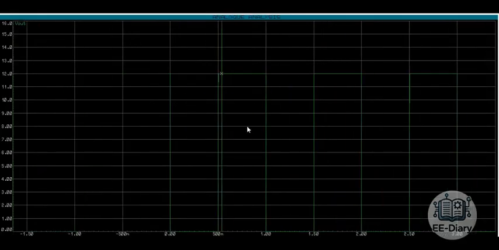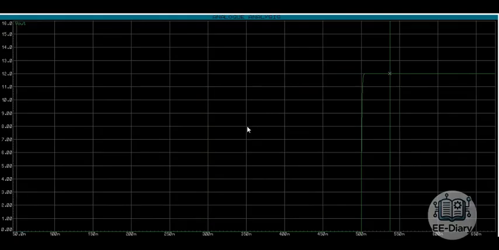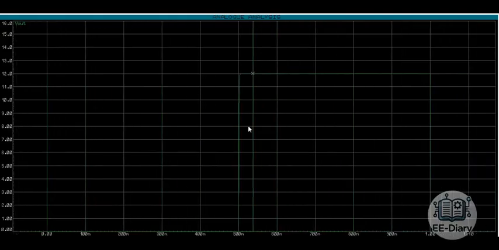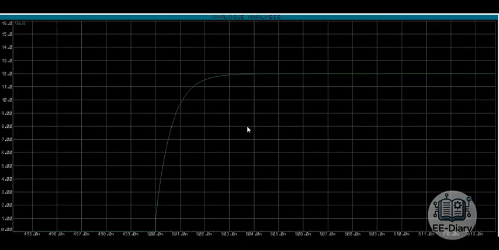Now let's rerun the simulation with the snubber circuit. Observe how the voltage spikes are significantly reduced, staying within safe limits. The snubber capacitor absorbs the energy stored in the inductor while the resistor dissipates it as heat.